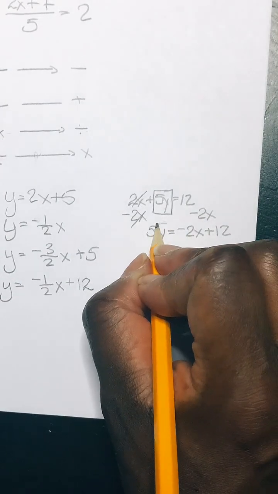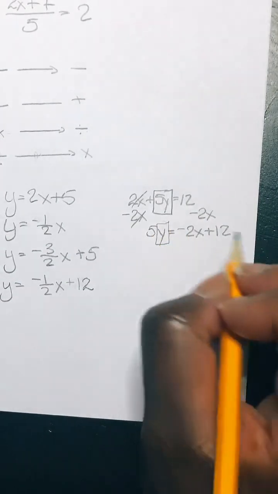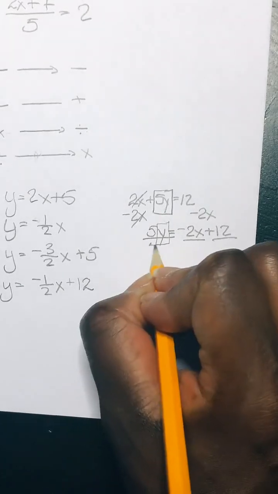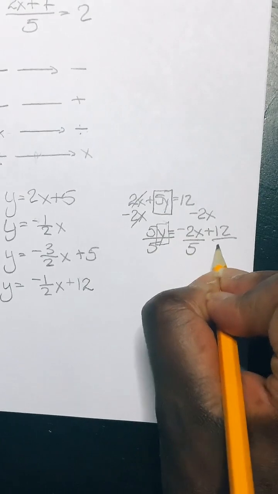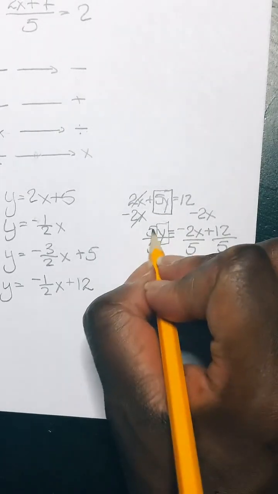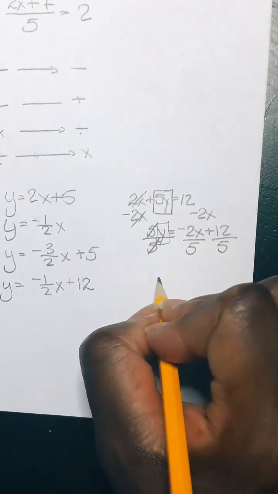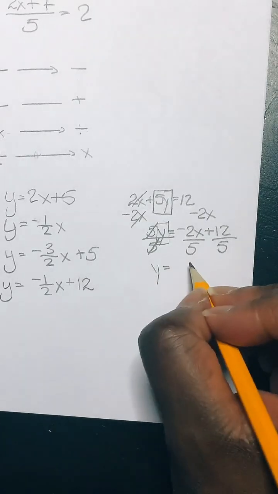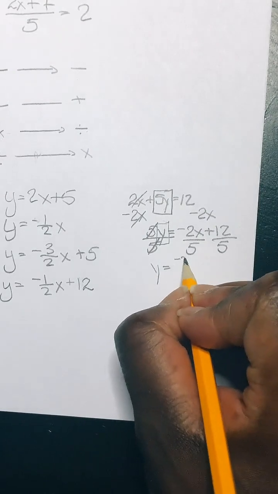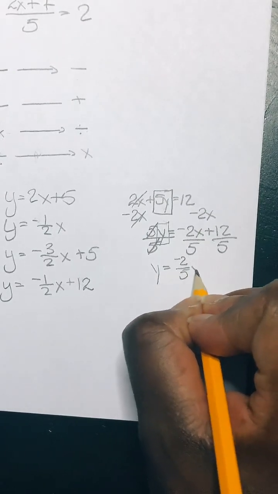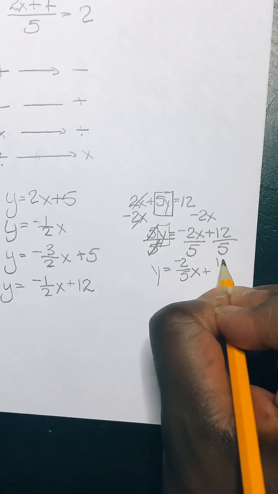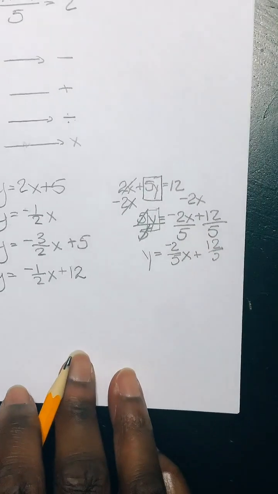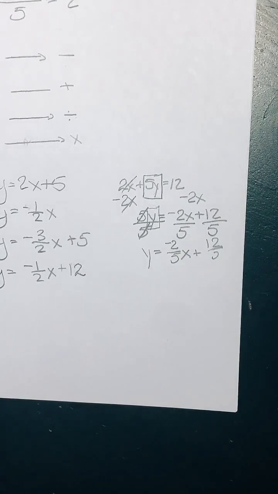Now, you have y. You want to be by yourself. Your boo is annoying, acting up, flirting with everybody. We don't do that. So we need to divide them out of your life. So now the 5 and the 5s will cancel out, leaving me with y equals negative 2/5 x plus 12/5. Does that look familiar, Leanne?